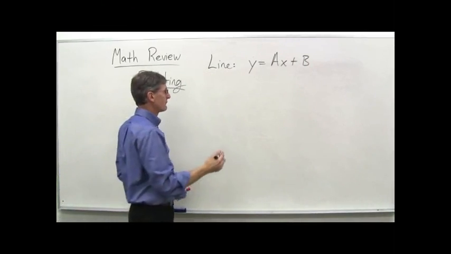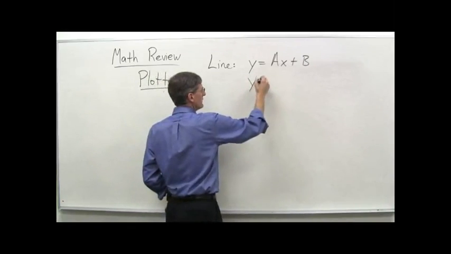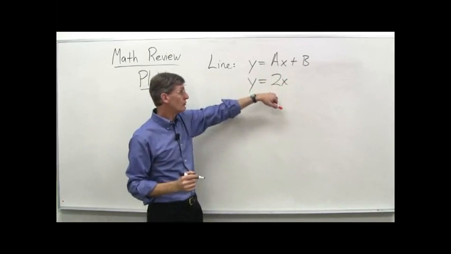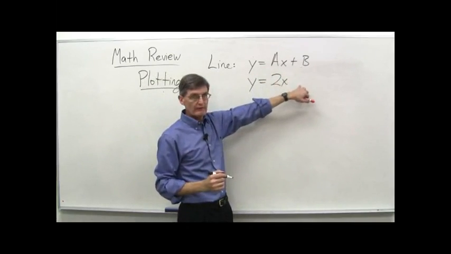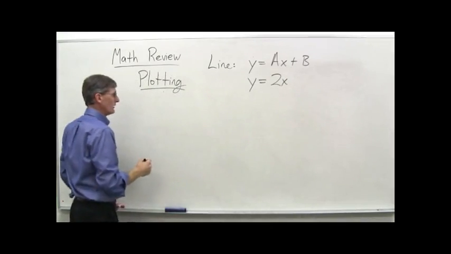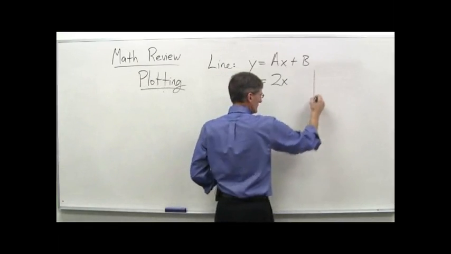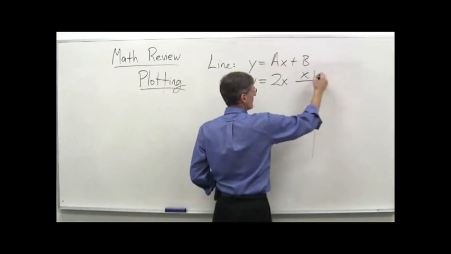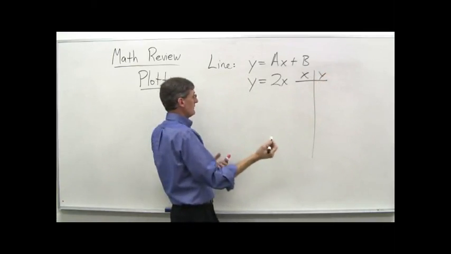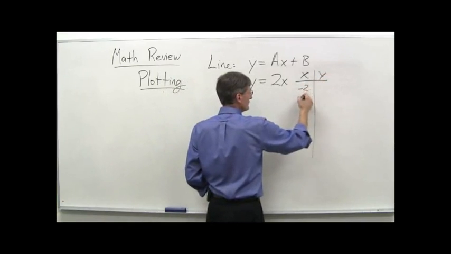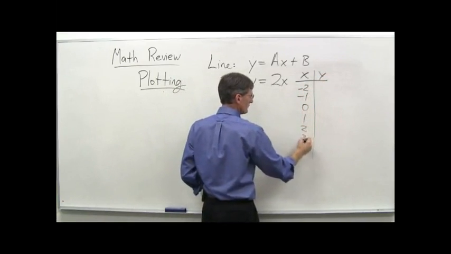Let's do a simple example. Let's just do, say, y equals 2x. So in this case, A is 2, B is 0. I don't have any B in this case. And so if we were going to plot this, let's choose some x values and y values. Again, we'll just choose some nice values for x. We'll just do, say, -2, -1, 0, 1, 2, 3.